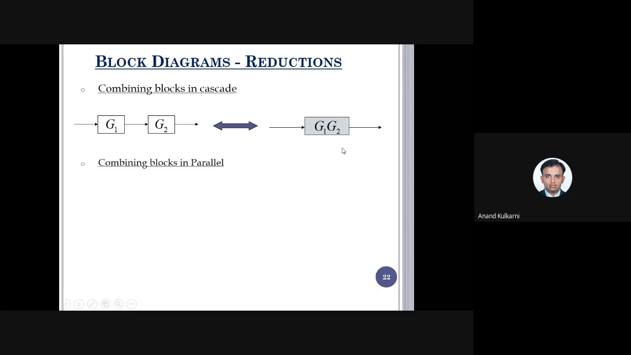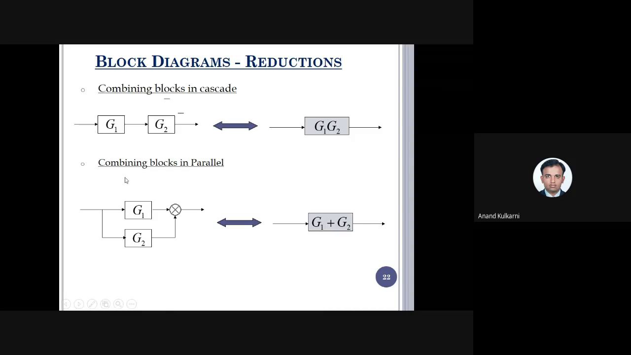Then the same thing, combining, we'll revise it once again quickly. So combining of the blocks, also called cascading, is equal to G1 into G2. Then if it is the parallel form, it will be G plus or minus.